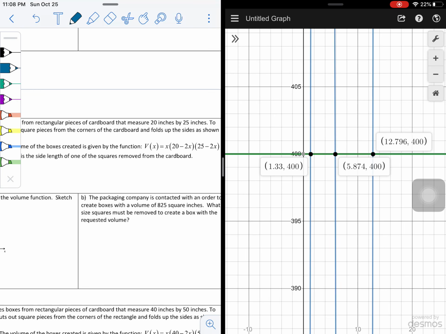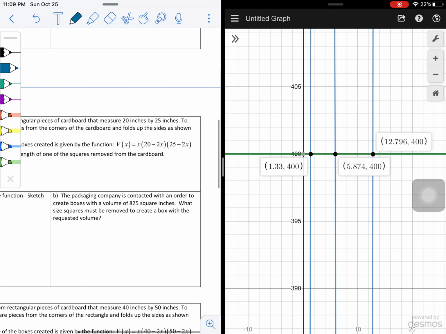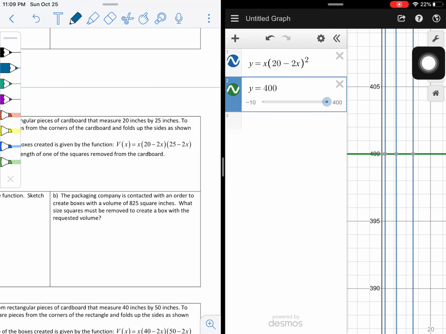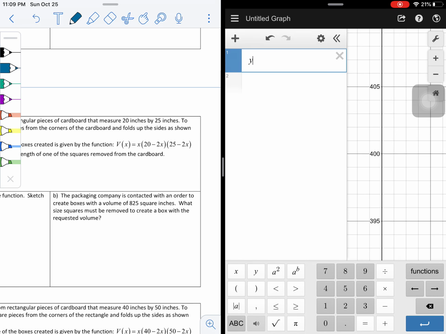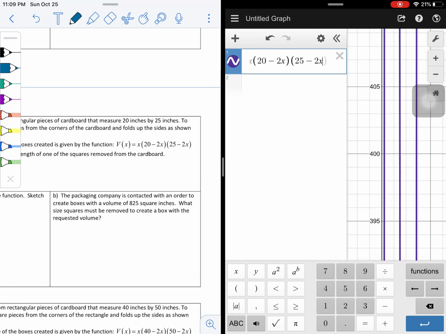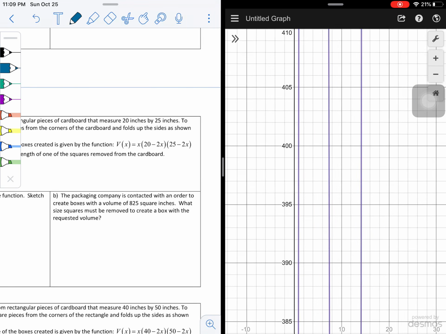We're back to a rectangular piece of cardboard that measures 20 by 25. Let's put that volume function in. I'm going to open up the functions again and eliminate both of these two by hitting the little X's. That takes them off my graph. So y equals x times 20 minus 2x times 25 minus 2x. Let me make sure my function's correct here. All right, y equals x times 20 minus 2x, 25 minus 2x. I didn't hit anything weird this time. That's nice. So I'm going to collapse that back.